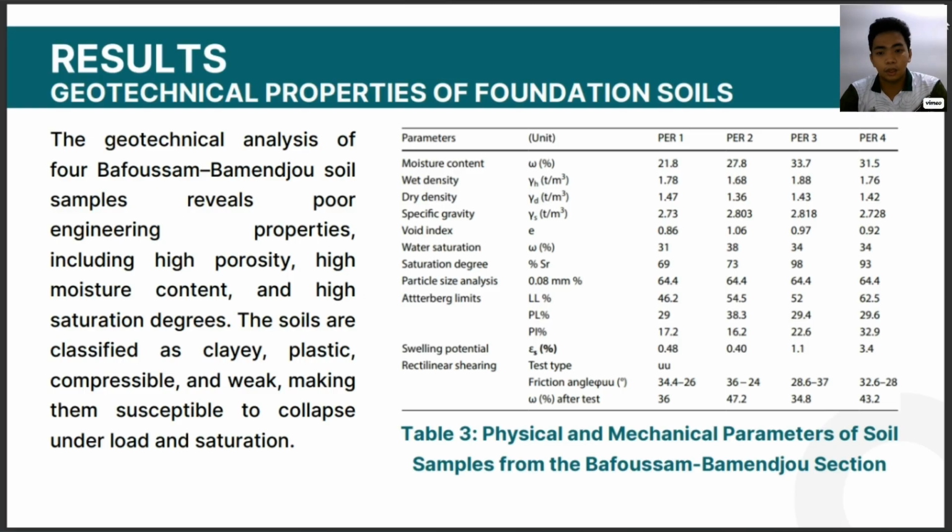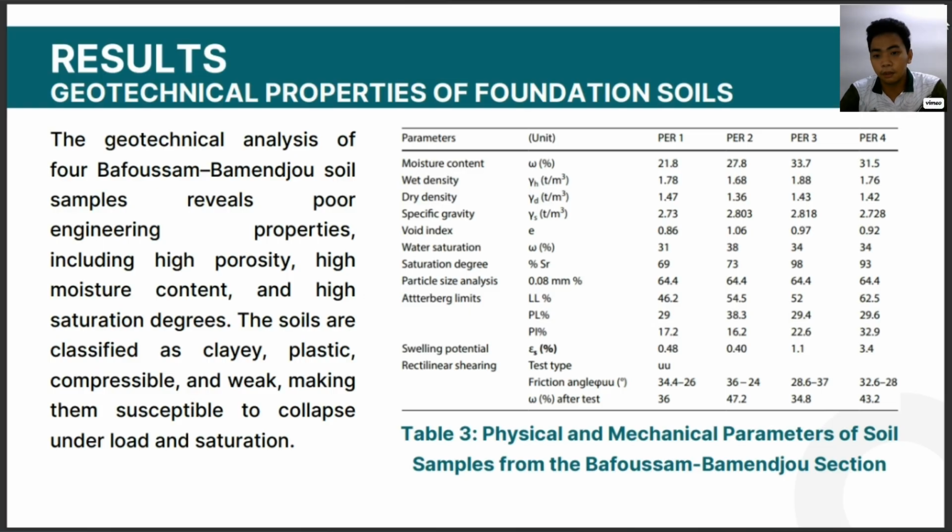The soils have high porosity, high moisture content, and low dry densities, indicating loose and porous soils. Specific gravity values are consistent and saturation degrees are high, especially during rainy seasons. Particle size analysis shows a consistent clay content of 60.4% in all samples. The soils are classified as clay, plastic, compressible, and weak, making them highly susceptible to collapse under load and saturation. The soil's friction angles and swelling potential indicate variable cohesion and moderate shear strength.